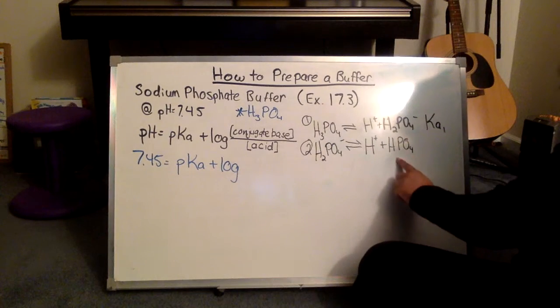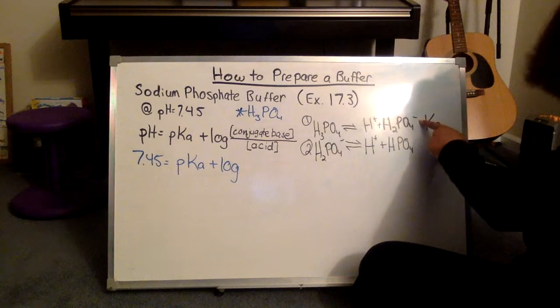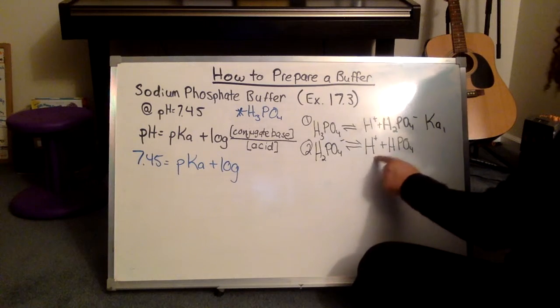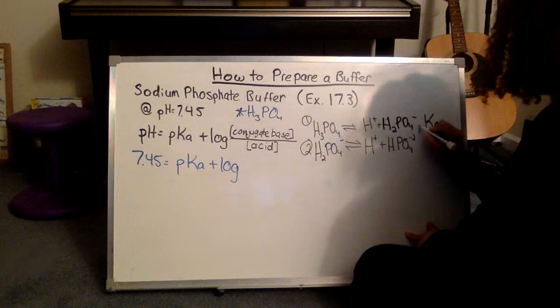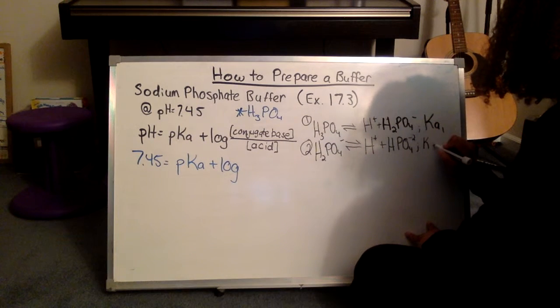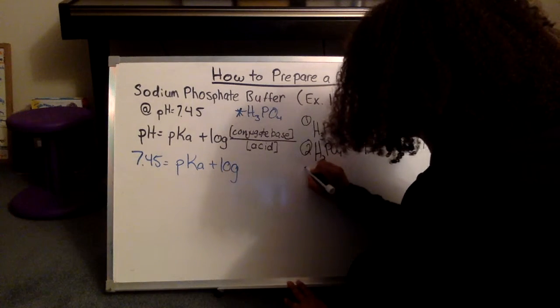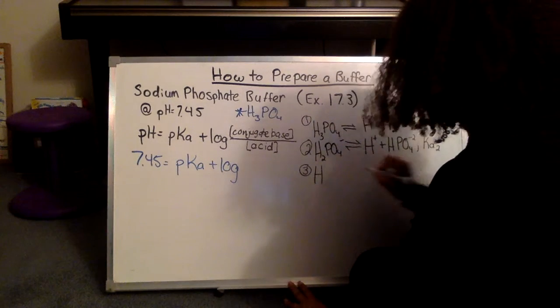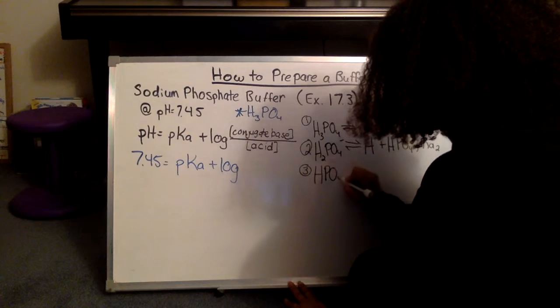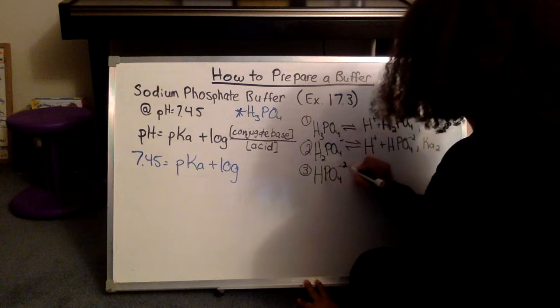If we pull off another proton, you notice the first proton that we pulled off, the anion has a -1 charge. The second one that we pull off now is going to have a -2 charge, and it has a pKa for the second reaction. And then third, we take this anion once again, and we pull off the last proton.